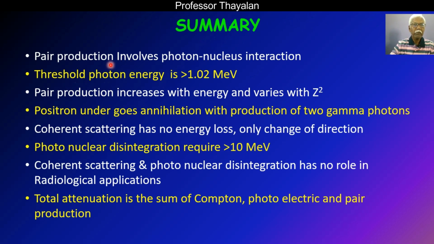In summary, pair production involves photon-nucleus interaction. The threshold photon energy is greater than 1.02 MeV. Pair production increases with the energy and varies with Z square. The positron undergoes annihilation with the production of 2 gamma photons. Coherent scattering has no energy loss, only change of direction. Photonuclear disintegration requires greater than 10 million electron volts. Coherent scattering and photonuclear disintegration have no role in radiological applications. The total attenuation is the sum of the Compton, photoelectric and pair production.